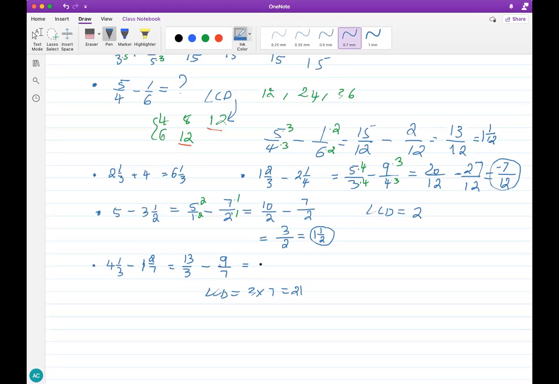Okay, so now that we have the denominator, we're going to turn both of these into 21. How many times does 3 go into 21? 7. That's right, 7 times. Also here, how many times does 7 go into 21? 3. That's right. Now we're going to multiply these. What's 13 times 7?